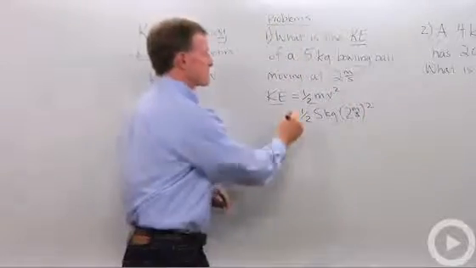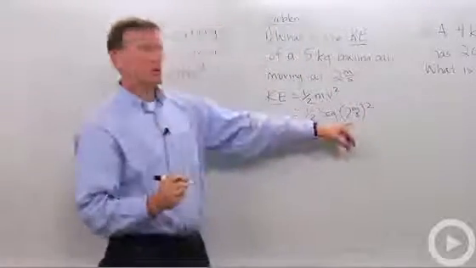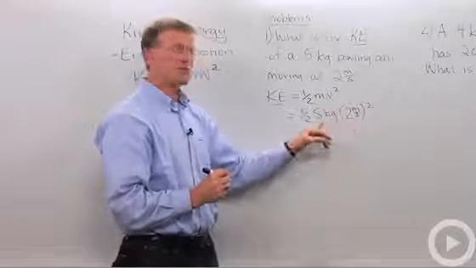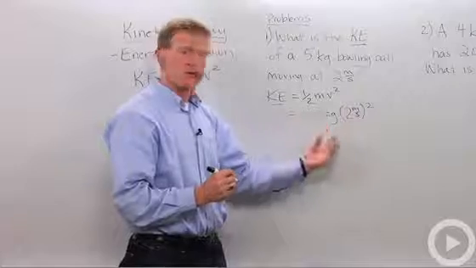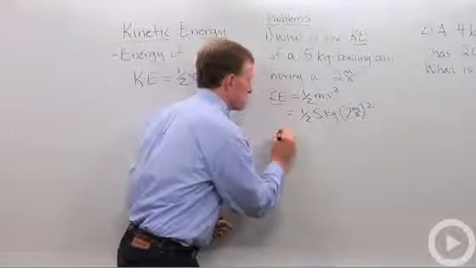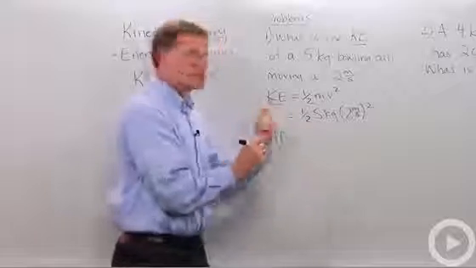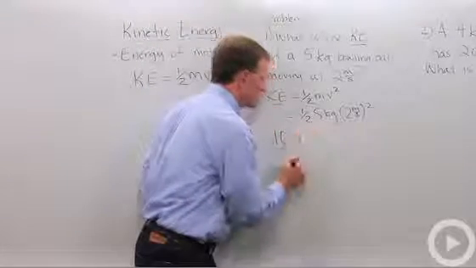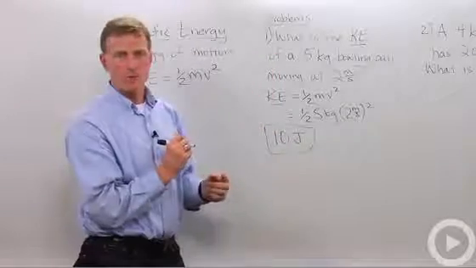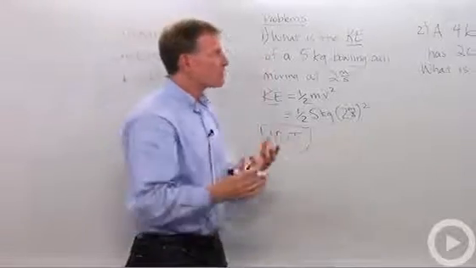To solve for that, 2 squared is 4 meters squared per second squared times 5 kilograms equals 20. And 1/2 of that equals 10. And remember, energy units are always in joules. So 10 joules of energy in that bowling ball. Let's look at another problem.